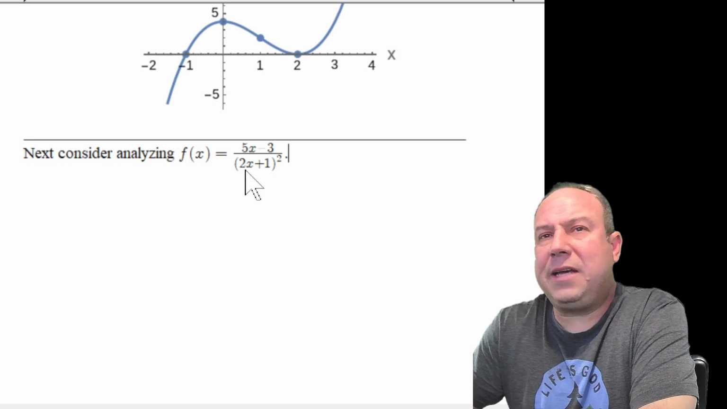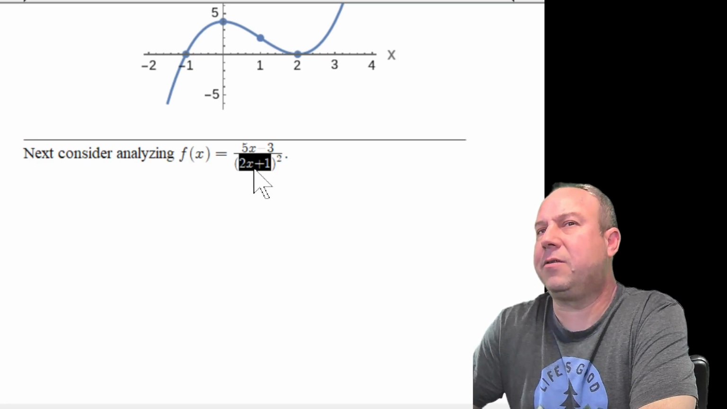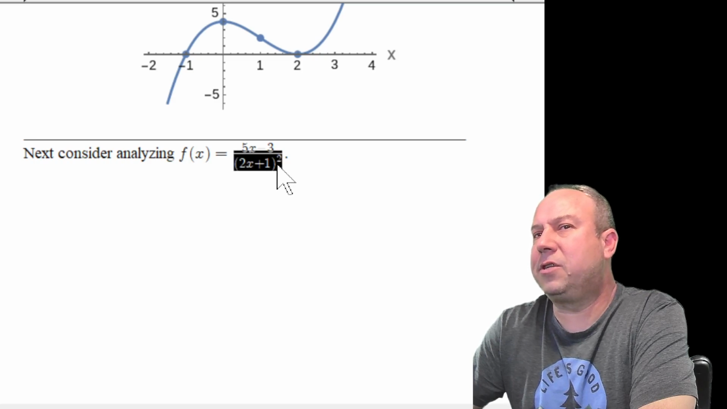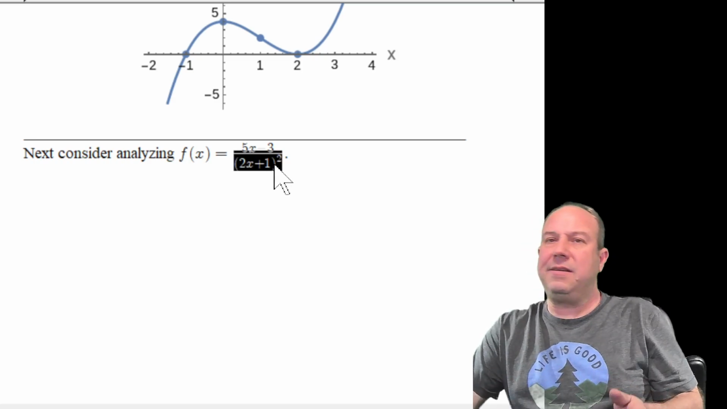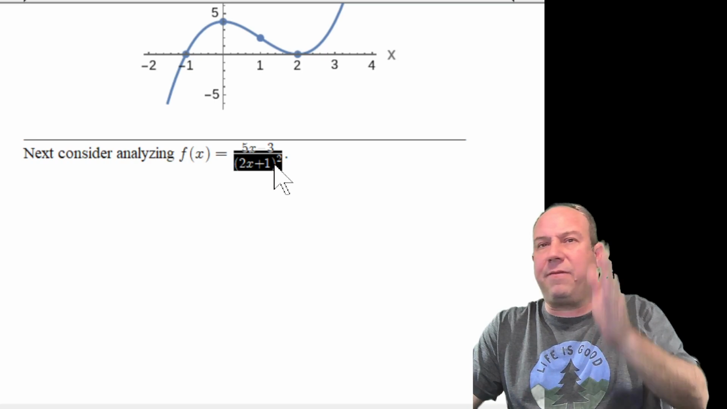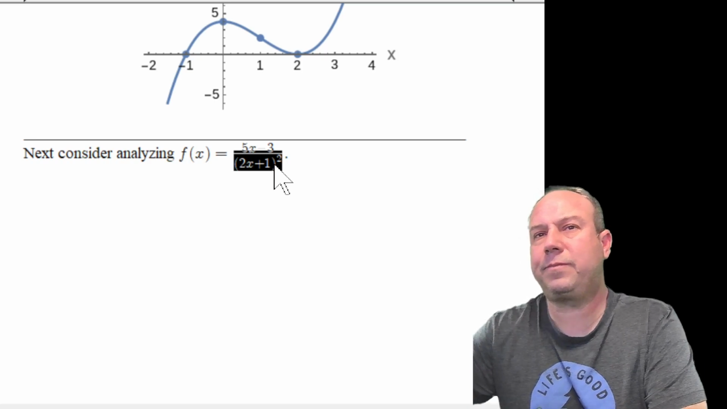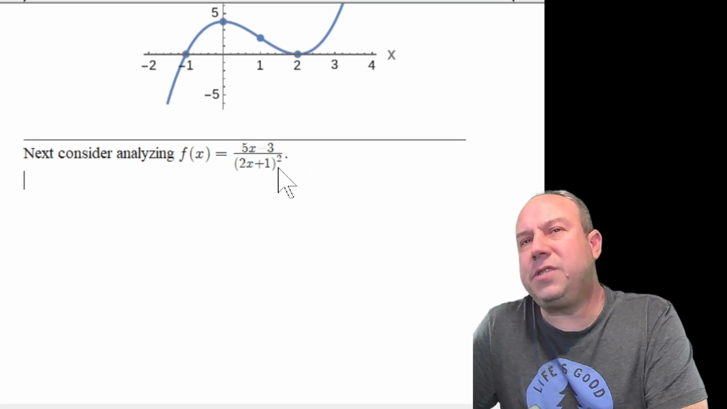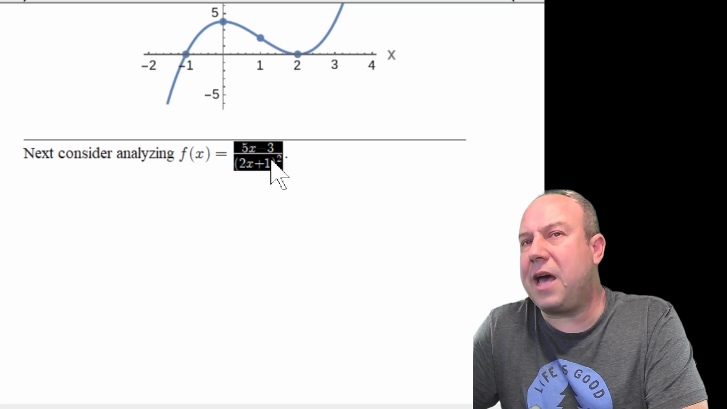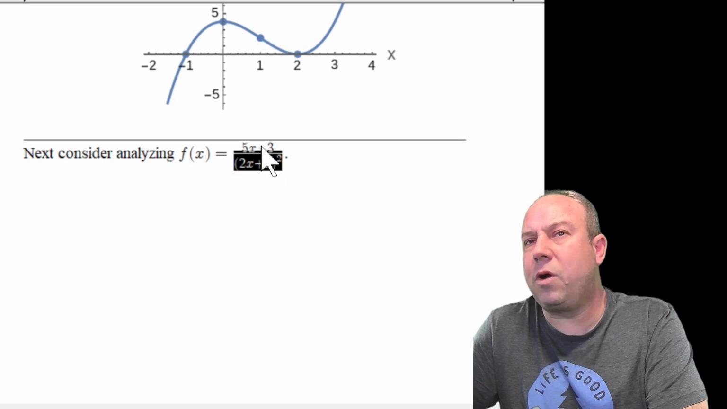We do have a domain concern come from this denominator. Anytime x equals negative 1/2, this denominator is going to turn into 0. And that will mean in our graph where x equals negative 1/2, we will have a vertical asymptote. We can also see that our y-intercept will be at negative 3 divided by 1 squared, or 1. So our y-intercept will be at negative 3.